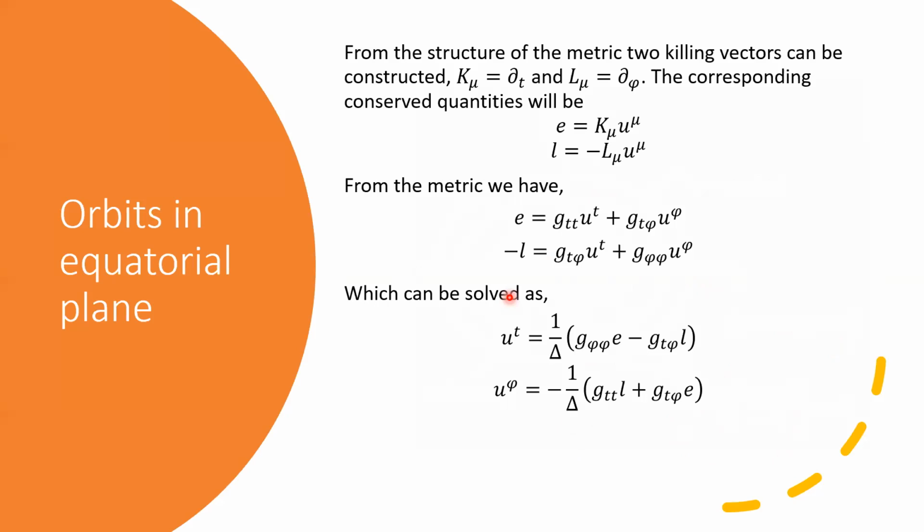Now we move on to the orbits in the equatorial plane. From the structure of the metric, it can be easily seen that two Killing vectors can be constructed as del t and del phi, and the corresponding conserved quantities will be E and L of this form. And from the metric, we can find E and L to be this, and by solving these two equations, we can write u t and u phi in this form. Here u t is basically dt by d tau, and u phi is basically d phi by d tau.